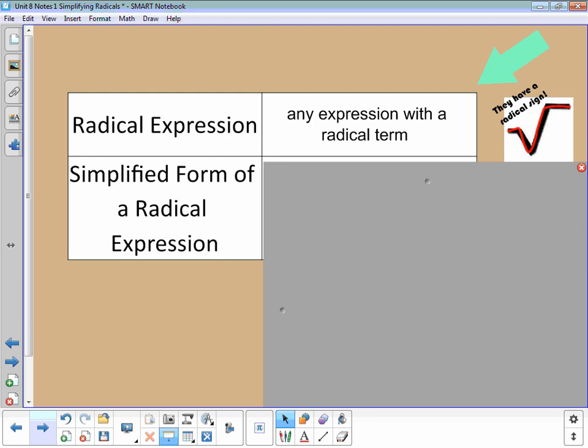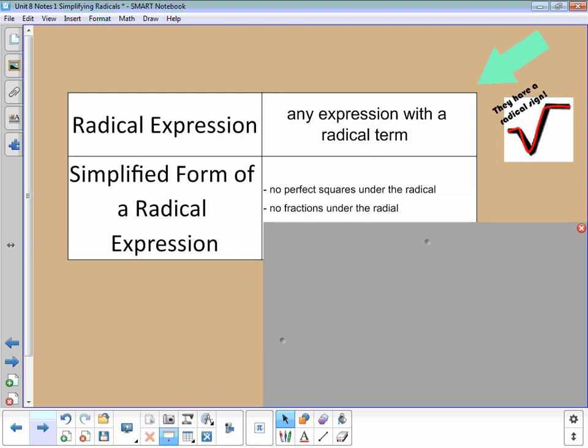Now, there's three things that we have to watch out for when we're simplifying radical expressions. The first one is we can have no perfect square under the radical. We're not allowed to leave a perfect square under the radical sign. The second one is there's no fractions left under the radical. I can't have a fraction left over. And the last one is I have no radical in the denominator of a fraction. Okay, so there's different things that we have to do in order to simplify all of those problems.